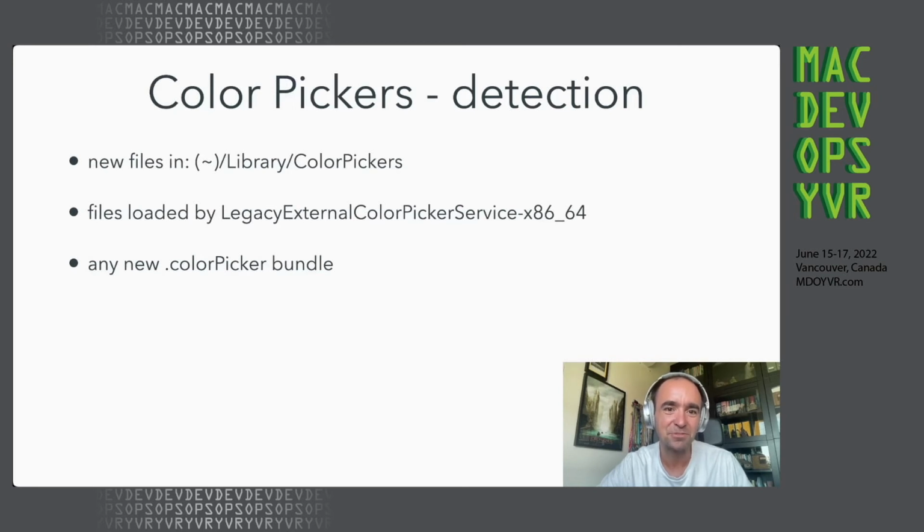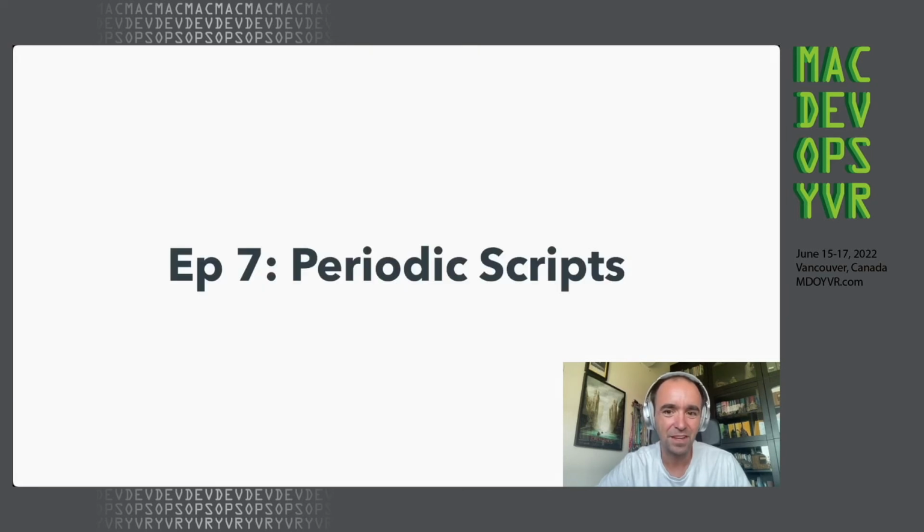Detection, again: monitor for new files in the relevant directory, new modules loaded by the legacy external color picker service, or any new color picker bundle. Maybe you don't want users to install such bundles, and similarly to the .saver bundles with screensavers, you can potentially block these right away.